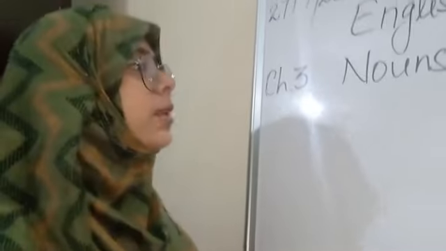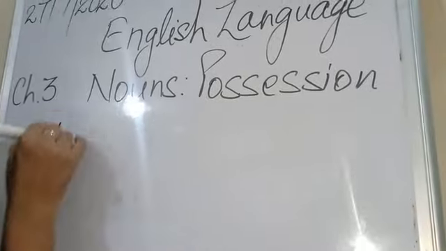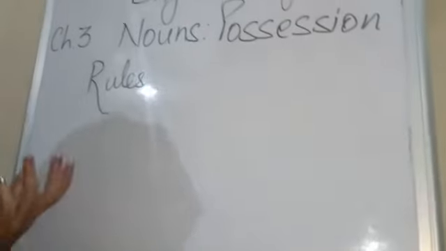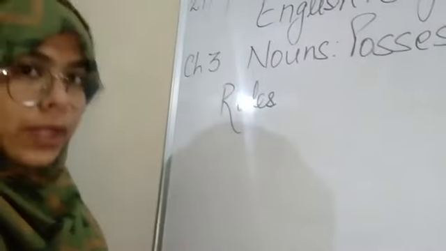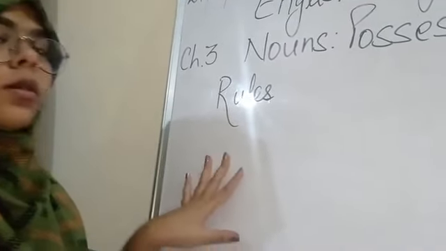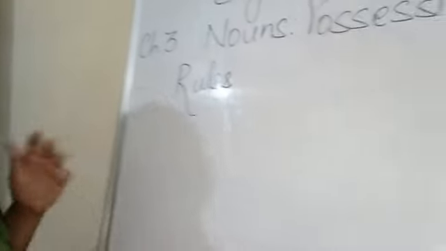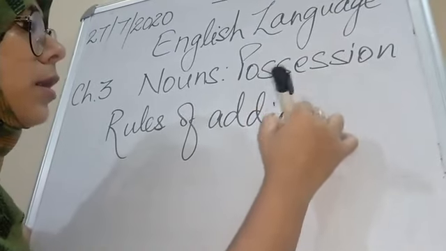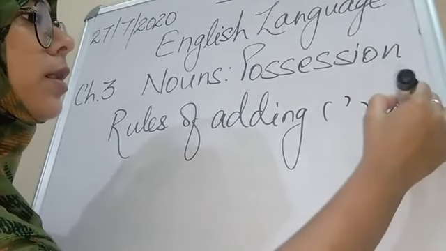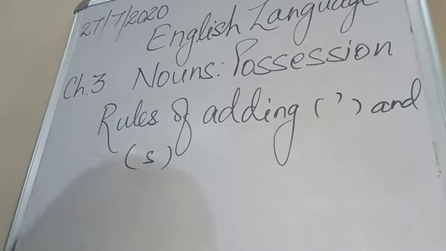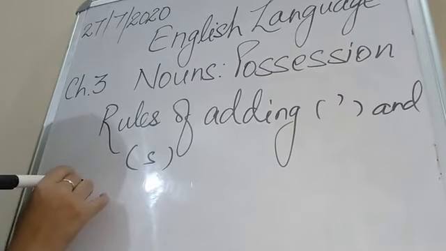There are certain rules while we are using apostrophe S. So look at the board very carefully. While changing any kind of noun by adding apostrophe S, there are some certain rules for adding apostrophe S. These are examples where the noun is in singular form.